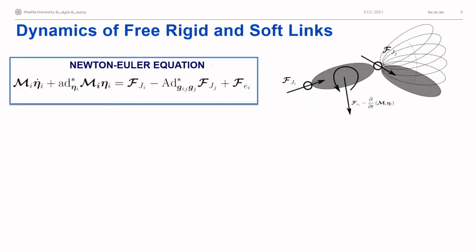Okay, now that we have differential kinematics and the Jacobian, we can move to dynamics. We start with the free dynamics of rigid and soft links. For a rigid link, we can use the Newton-Euler equation. Here are the inertia terms and the joint forces that are transmitted through the joint. Those are all actuation forces, but also constraint forces that are transmitted through the joint, and external forces.